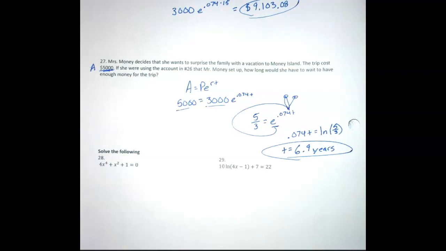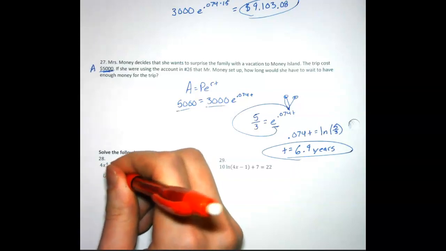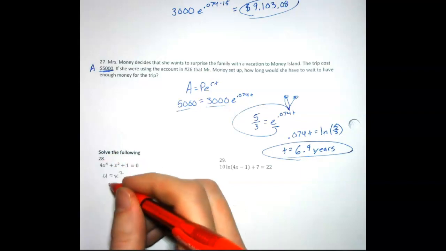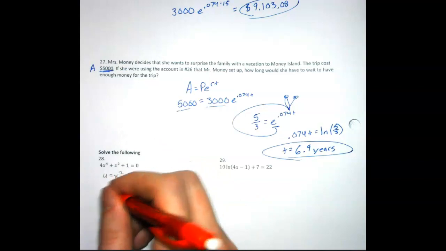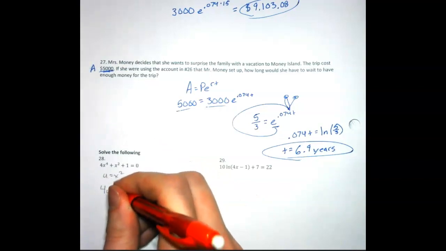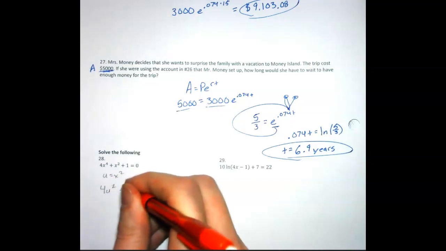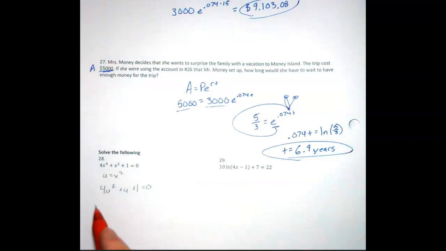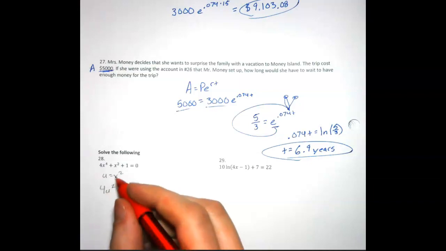So for this first problem, we are going to actually use u substitution. We'll say that u equals our x squared. Again, if you wanted to, you could have just separated this out, but u substitution works. So we'll say 4u squared plus u plus 1 equals 0. We cannot factor this, so we'll actually have to do the quadratic formula.